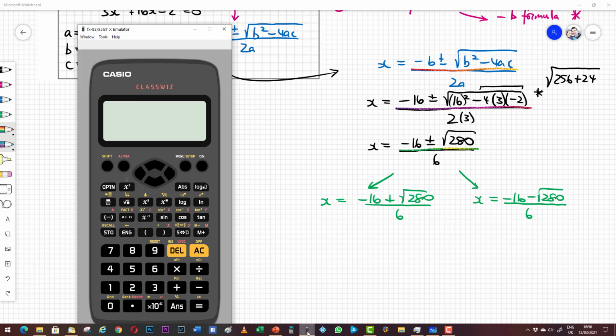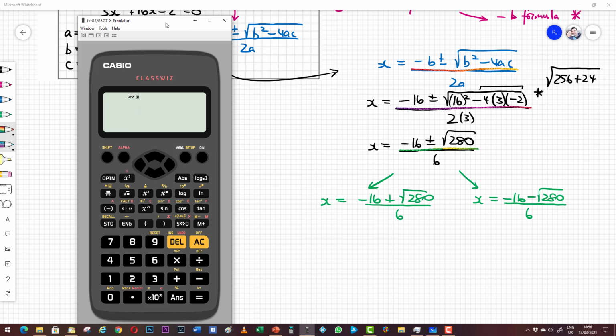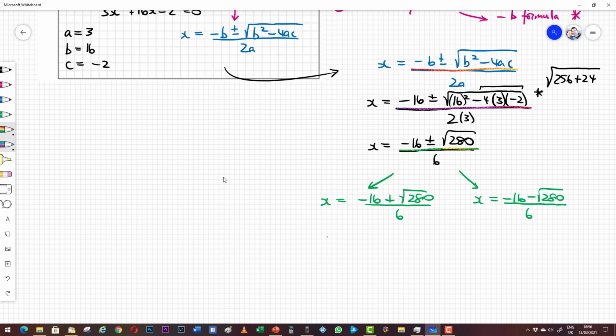So at this point we take out the calculator and we're just going to put in each version. So we have minus 16 plus the root of 280 over 6. Press equals, and because we're looking for an answer to a certain amount of decimals, press SD. And to 3 decimal places, this is going to be 0.122. So x equals 0.122, so 3 decimal places.